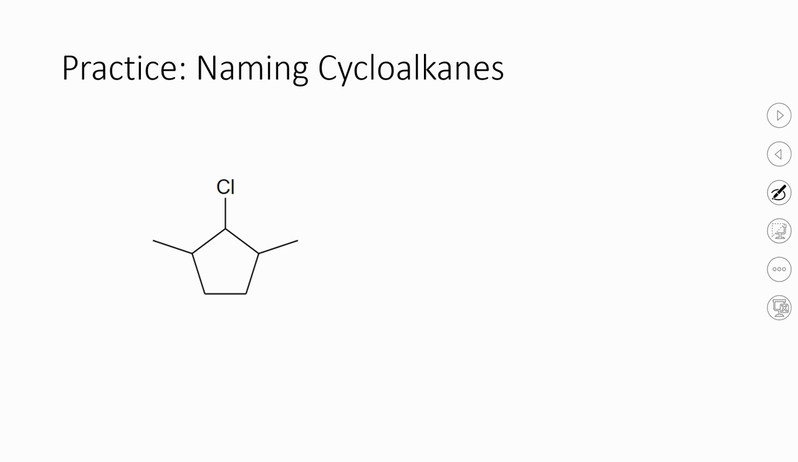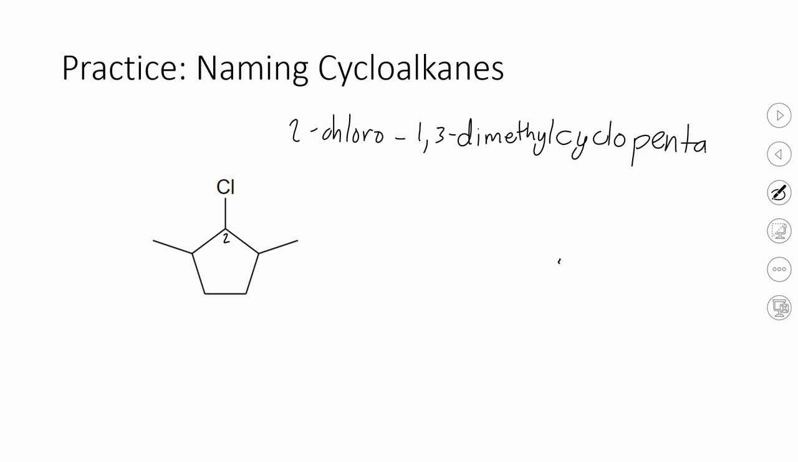Okay, so you're saying this one's 2 chloro, 1 and 3, good. Dimethyl chloro cyclo, sorry. Corbin, you tricked us all. I did that too. Cyclo, and then what did you say? Pentane. Good. Cyclopentane. Okay. 2-chloro-1,3-dimethyl cyclopentane. Okay.